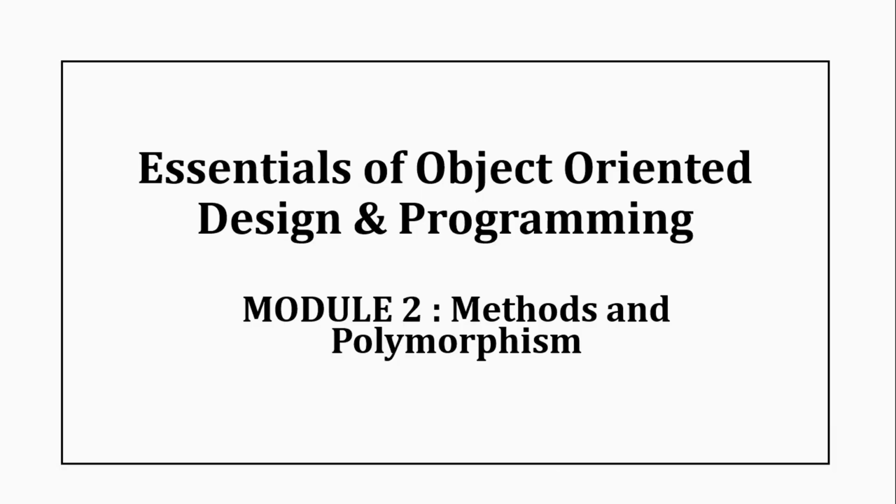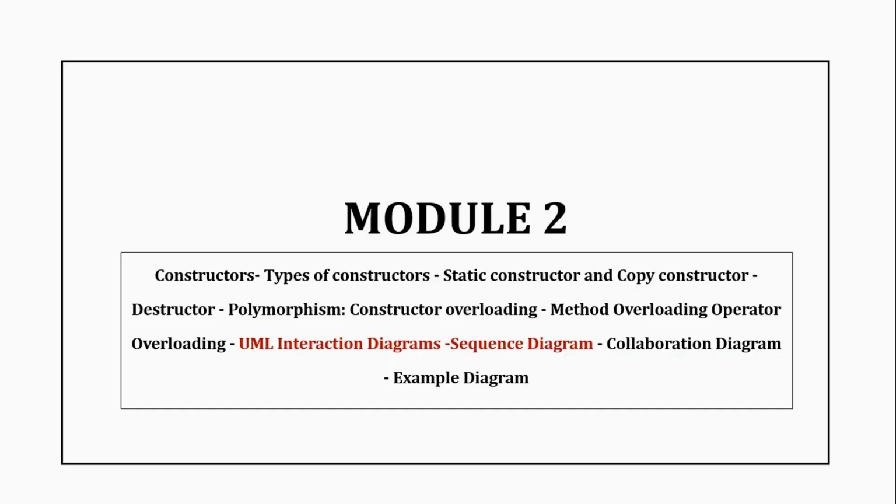So in the last session, we discussed operator overloading, binary operator overloading. And now, as a part of design and programming, we will be discussing the UML diagram. In module 1, we discussed the use case and the class diagram. In module 2, we will be discussing the UML interaction diagram.